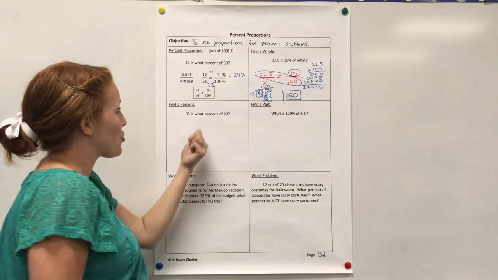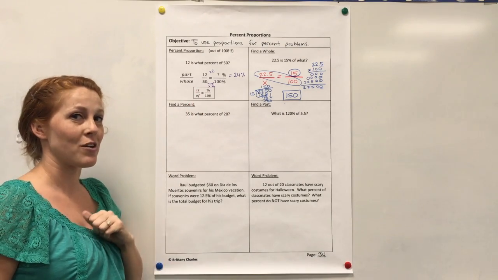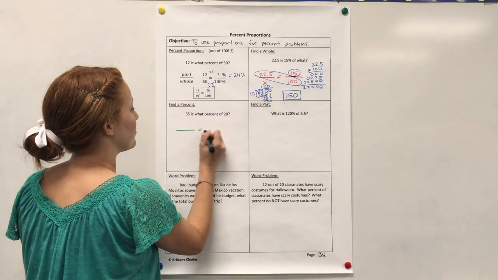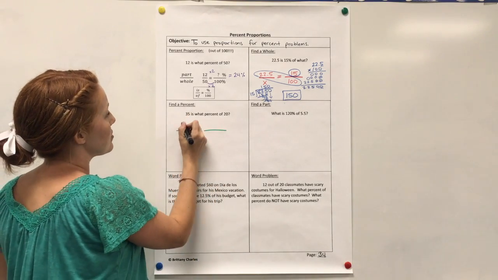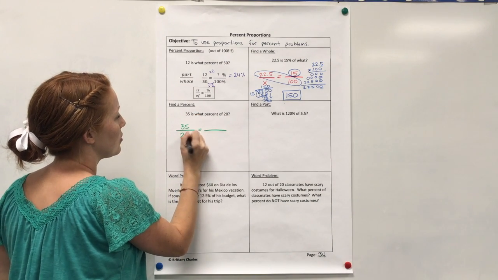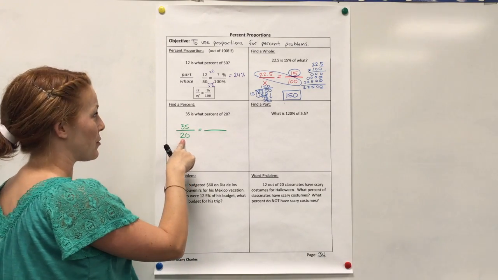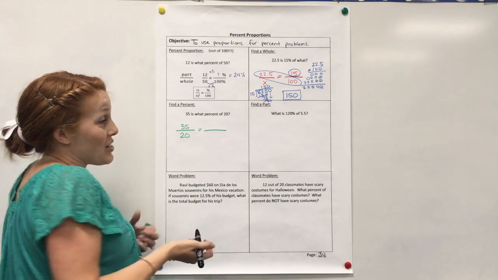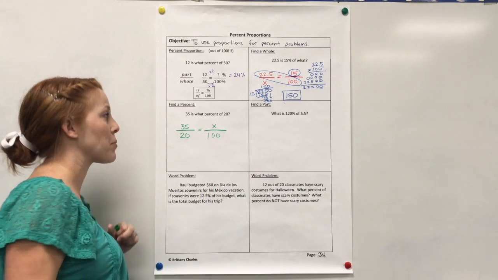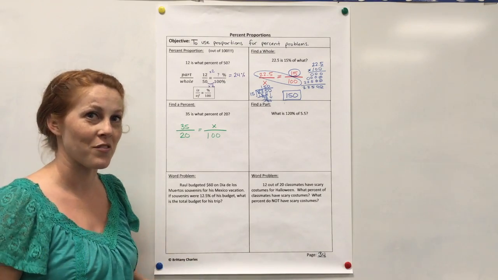Okay, let's try another one. See if you can use this trick right here to set it up by yourself. Okay, is over of, or part over whole. Now, it doesn't mean the whole is always going to be the bigger number, so be careful of that. And then what percent means I don't know the percent, and percents are always out of 100. So there's my proportion. Now let's use bat and ball to solve it. Go ahead and try it on your own first, and then we'll go over it.